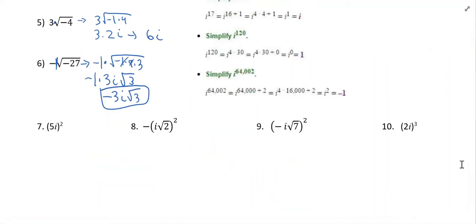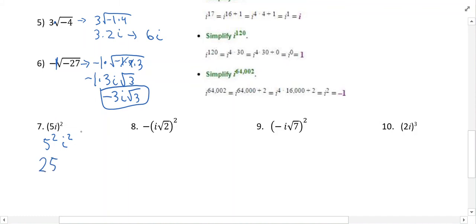Okay, so let's go ahead and go to number 7. So when you have something like this, remember you can write it out twice. So you can say 5i times 5i, or you can apply the square to both of them. So you're thinking of it as 5 squared times i squared. But remember when you do 5 squared, you're going to get 25. But then i squared, that's saying square root of negative 1 times square root of negative 1, which is just negative 1. So this is 25 times negative 1, which is negative 25.